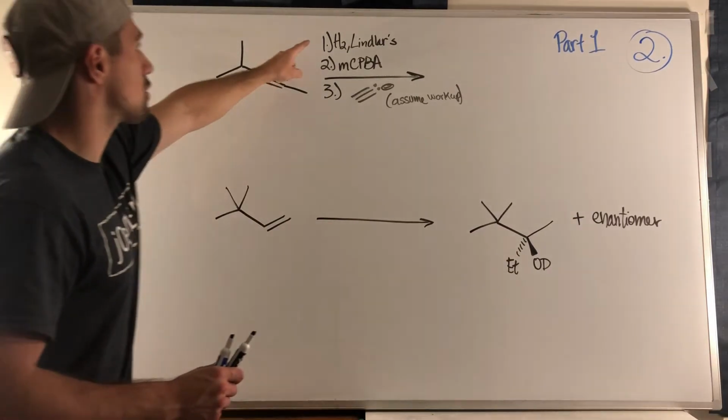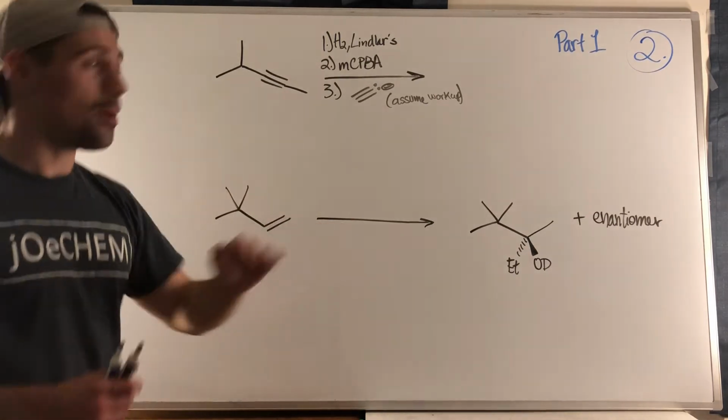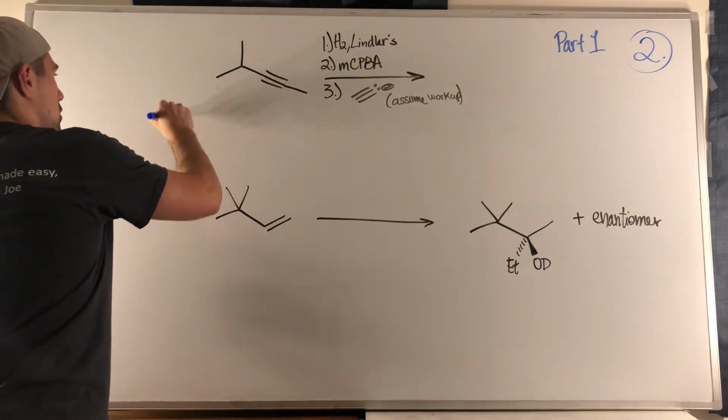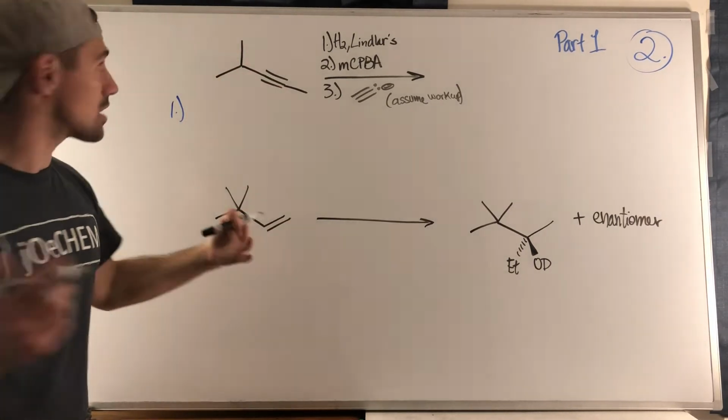So you can see in the first step, we're going to use H2 and Lindlar's on this triple bond and take it down to a double bond. So I'm just going to go ahead and start working right here. In particular, this is going to be a cis double bond. We'll see if that character sticks around.